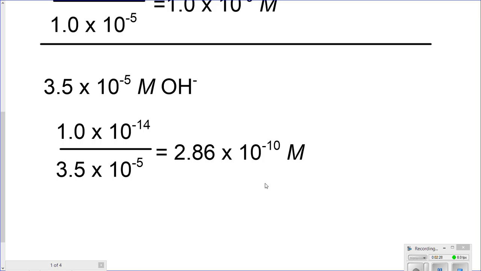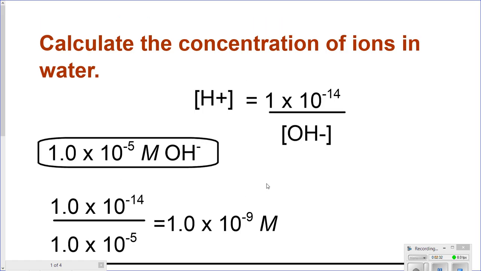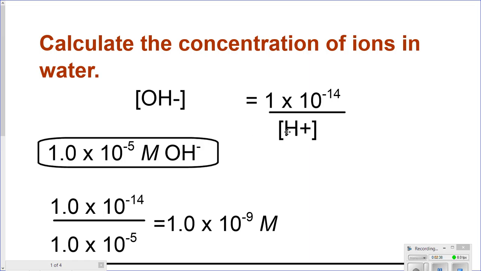Okay, so regardless of what they want me to find, the concentration of the ions in water, this is the original. If I move this down, I'm looking for hydroxide ions. If I move this down, I'm looking for the concentration of hydrogen ions.